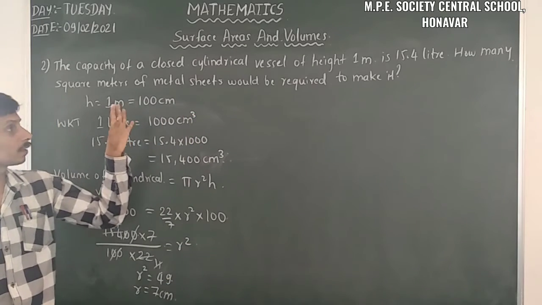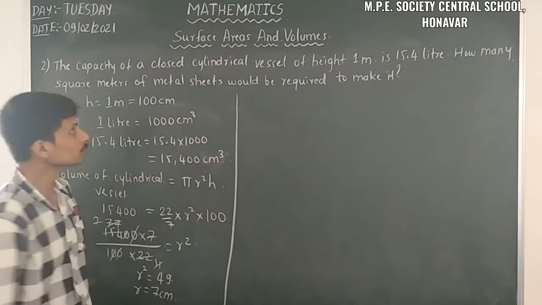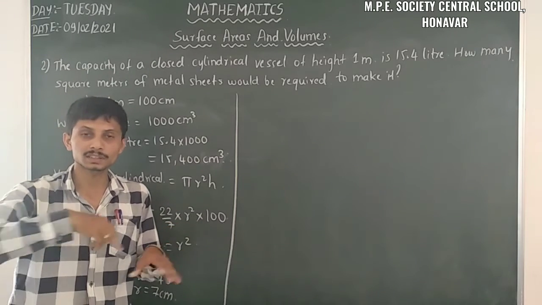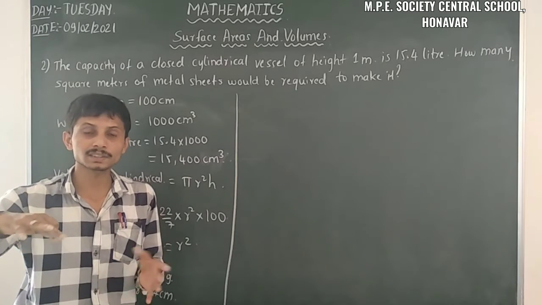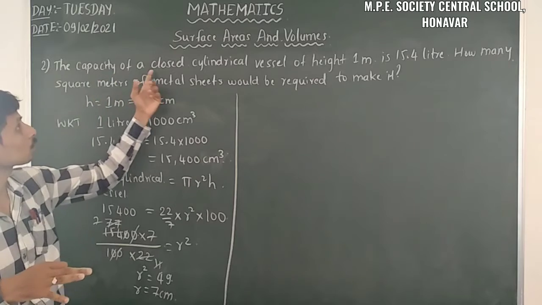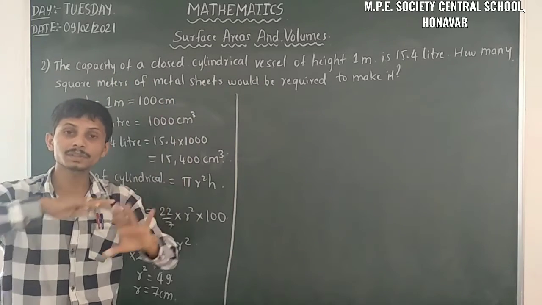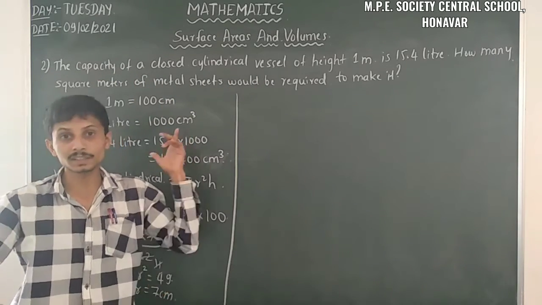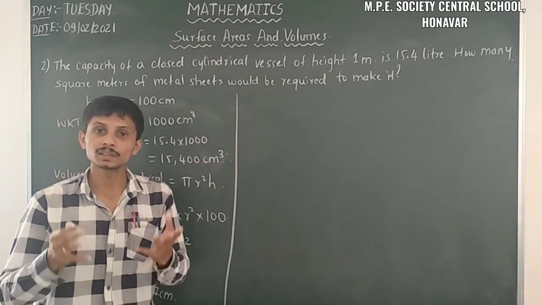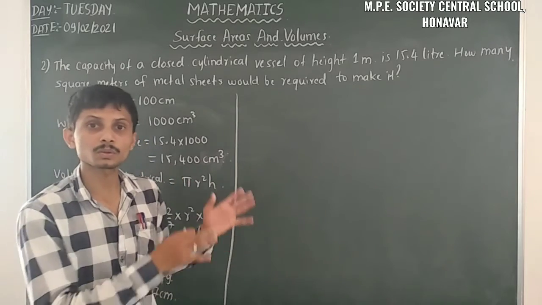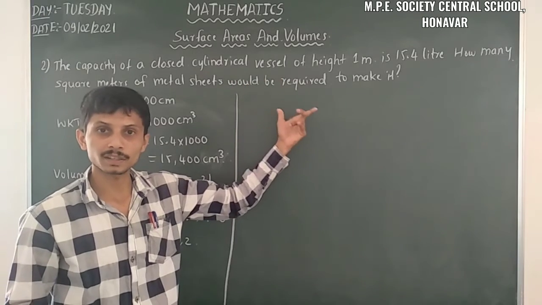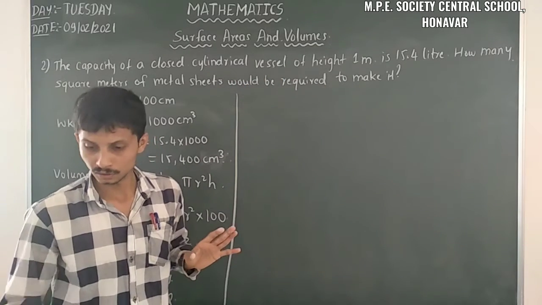Then here just observe, we have to find out the second part. That is how many square meters of metal sheet would be required to make it. So metal sheet, we have to use the metal sheet to cover this cylindrical vessel. That is completely we have to cover. So that's why we have to cover completely, because here just observe, closed cylindrical vessel it is given. Closed cylindrical vessel is completely closed. So that is completely closed with metal sheet. So the area of the metal sheet, it is nothing but the complete area of the cylindrical vessel only. So that's why we have to take the total surface area of the cylinder to find out the total square meters of the metal sheet would be required to make it. So let us take that one.